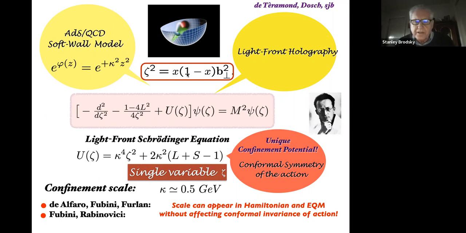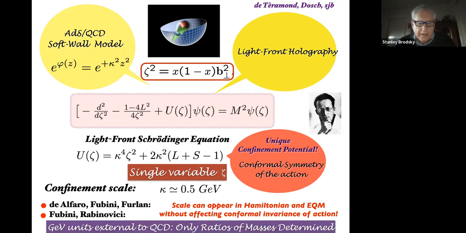And for a 2-body system, it's just x(1-x) b perp squared. It's conjugate to k perp squared over x(1-x). That's why it appears. And here I make the point that GeV units, in fact, are external to QCD, but once you fix kappa from one measurement, then it's the same for all other measurements.